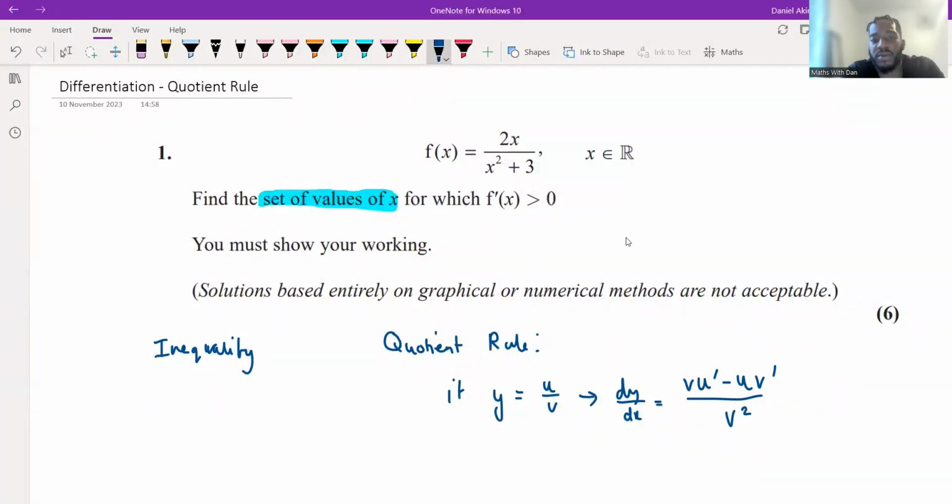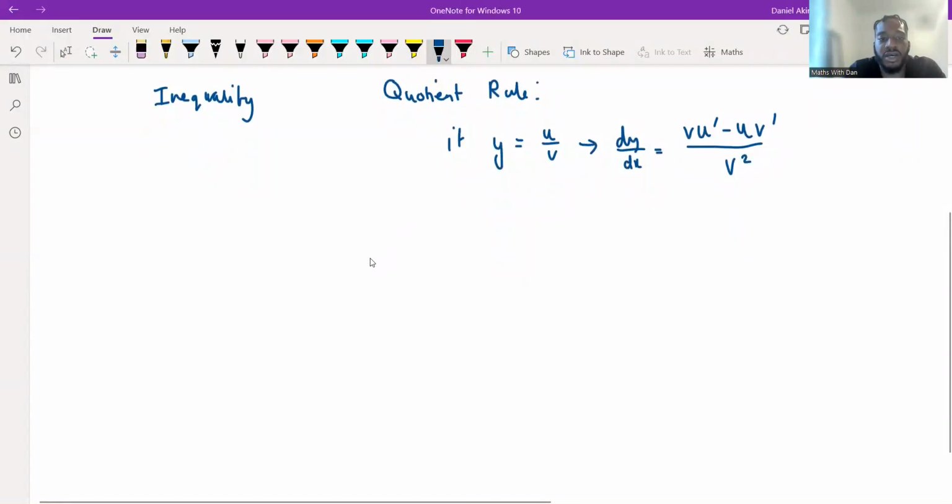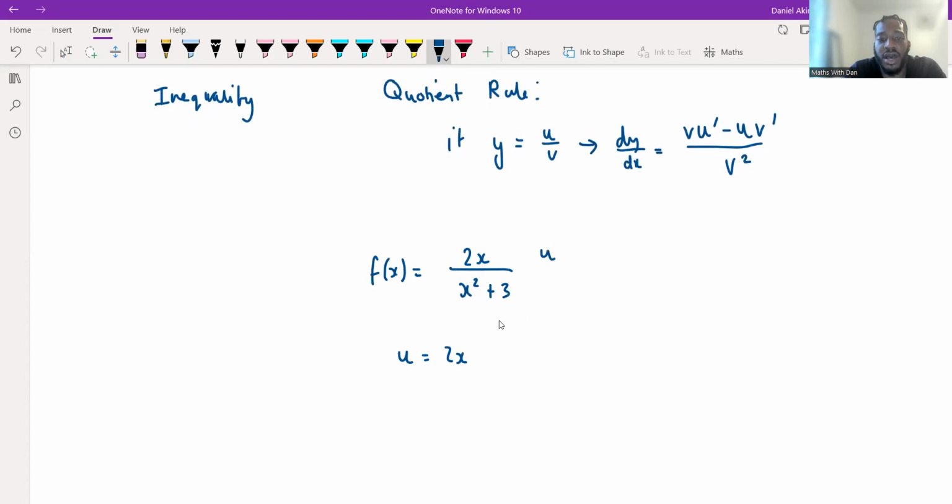So all we've got to do now is just apply this to the function we have. So let's write this here. f of x is equal to 2x over x squared plus 3. Quite clearly, we can see that u is equal to 2x, the numerator, and v is equal to x squared plus 3, the denominator. So then u dash, we differentiate this, will give us 2. v dash, we differentiate this, will give us just 2x. So then we're in a position to just apply this to the formula.